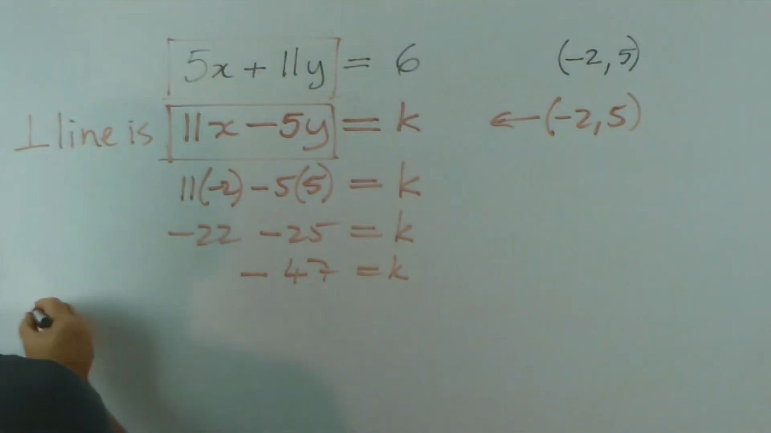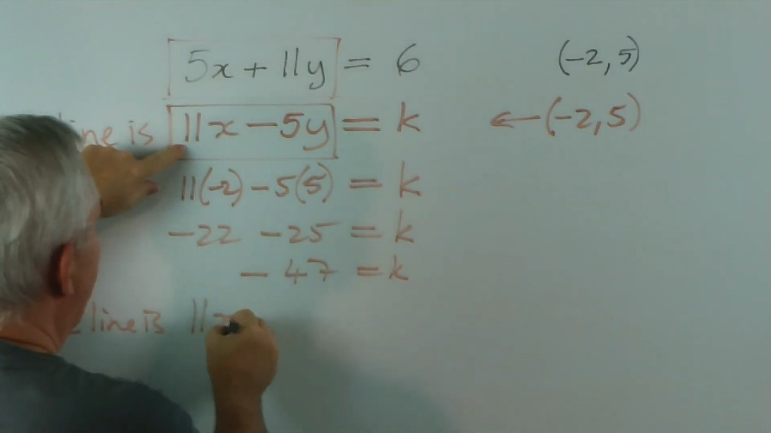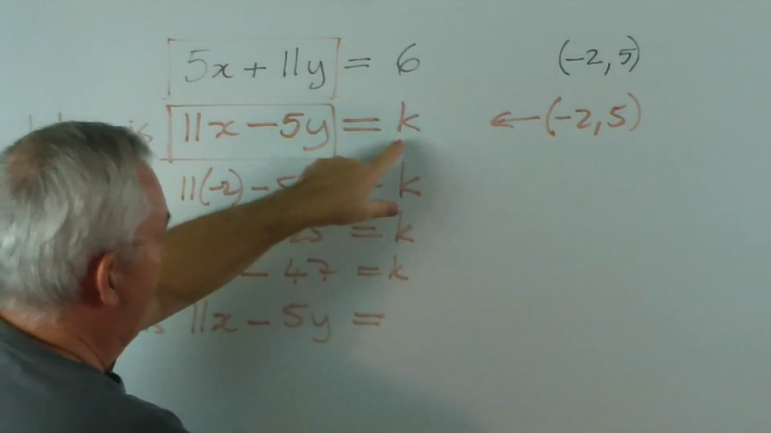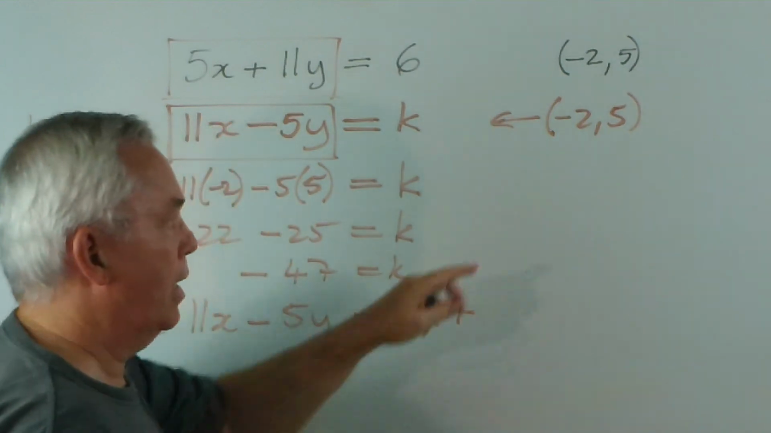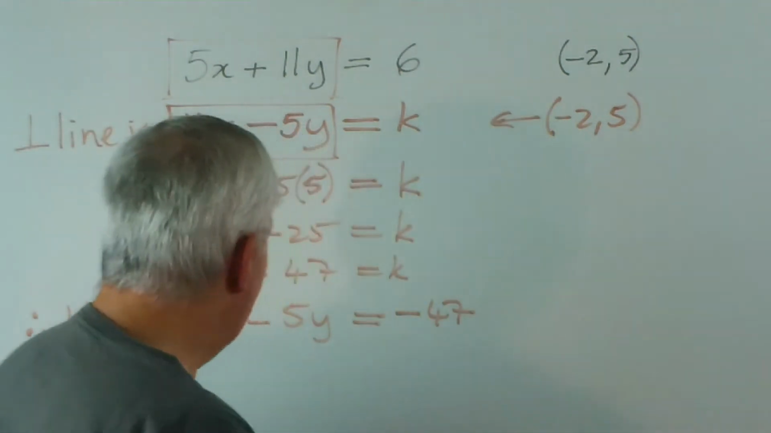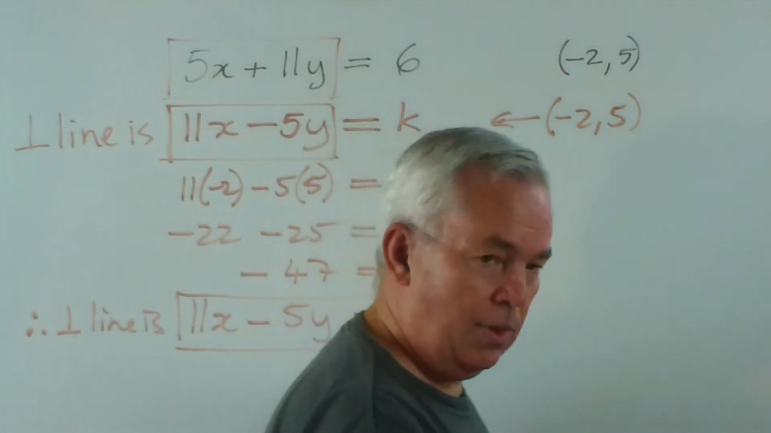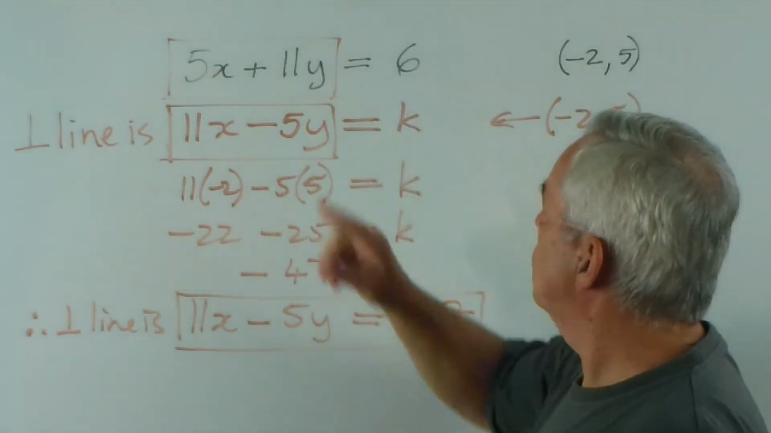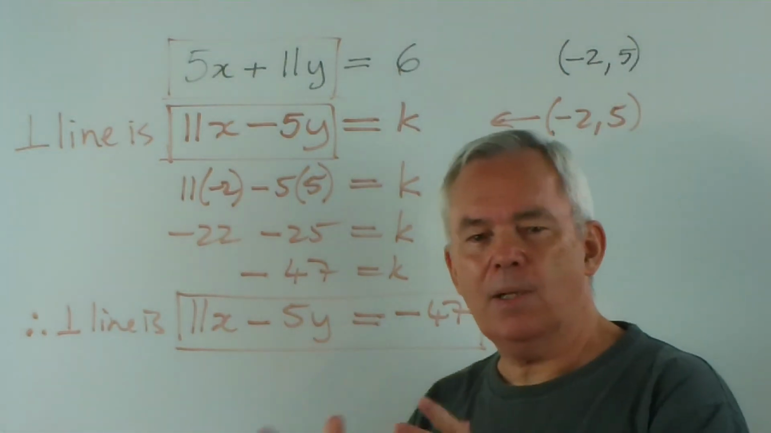And now that I know that's the value of k, I can say therefore the perpendicular line is 11x minus 5y equals, and k I now have worked out is -47 if this line has to pass through that point. And that's it, finished. That's a perpendicular line, or the equation for the perpendicular line to this one. So it's a very swift process, provided you don't have to do that double conversion.